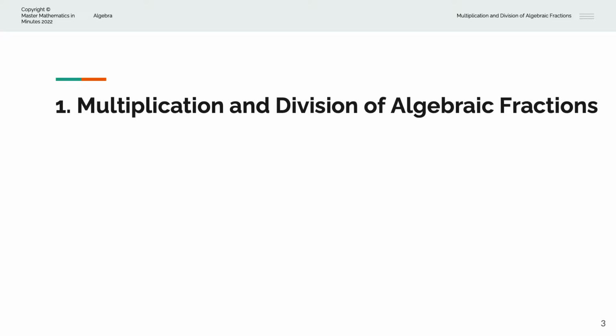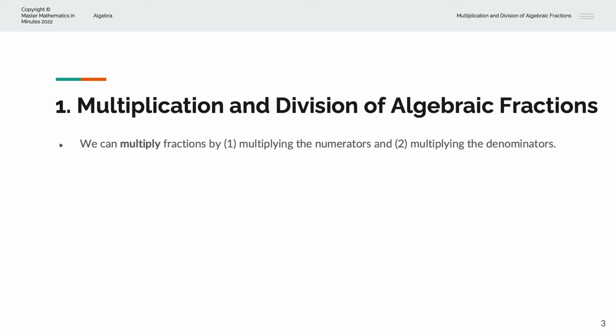So, how do we multiply and divide algebraic fractions? We can multiply fractions by multiplying the numerators and multiplying the denominators. So consider P over A multiplied by Q over B. To multiply these two fractions, we'll multiply the numerators, and that becomes PQ. Similarly, we'll multiply the denominators as well, so that becomes AB.